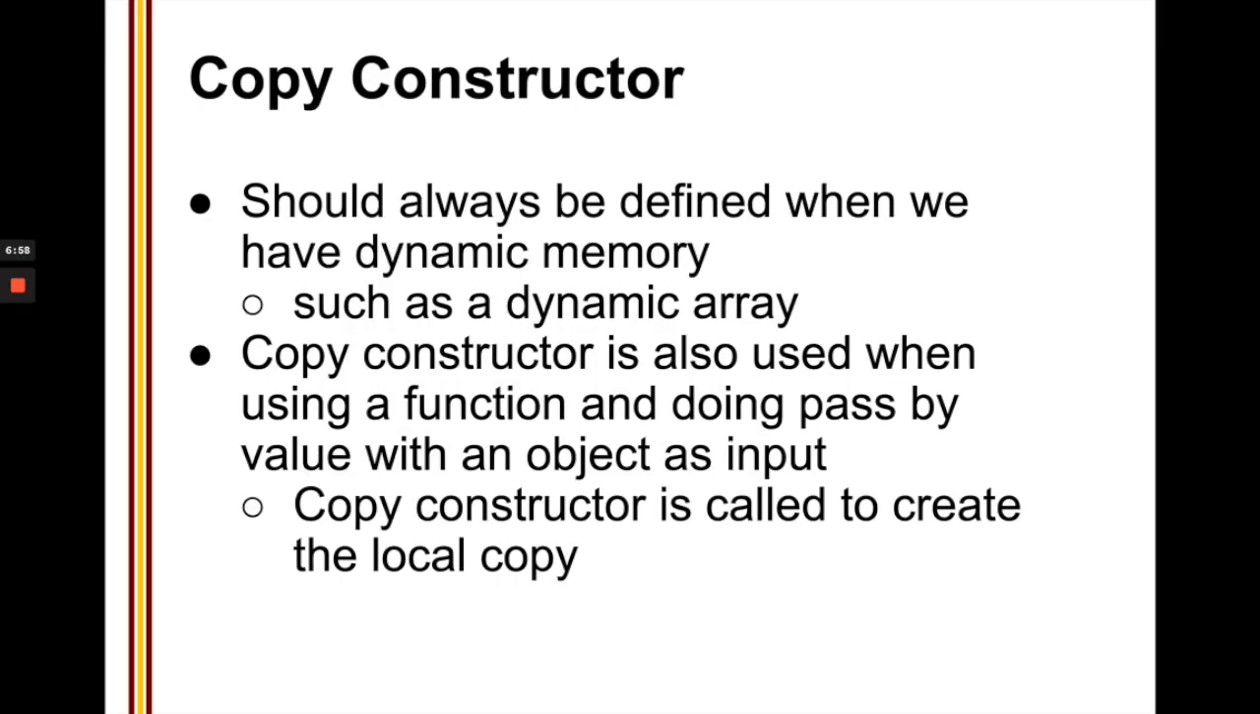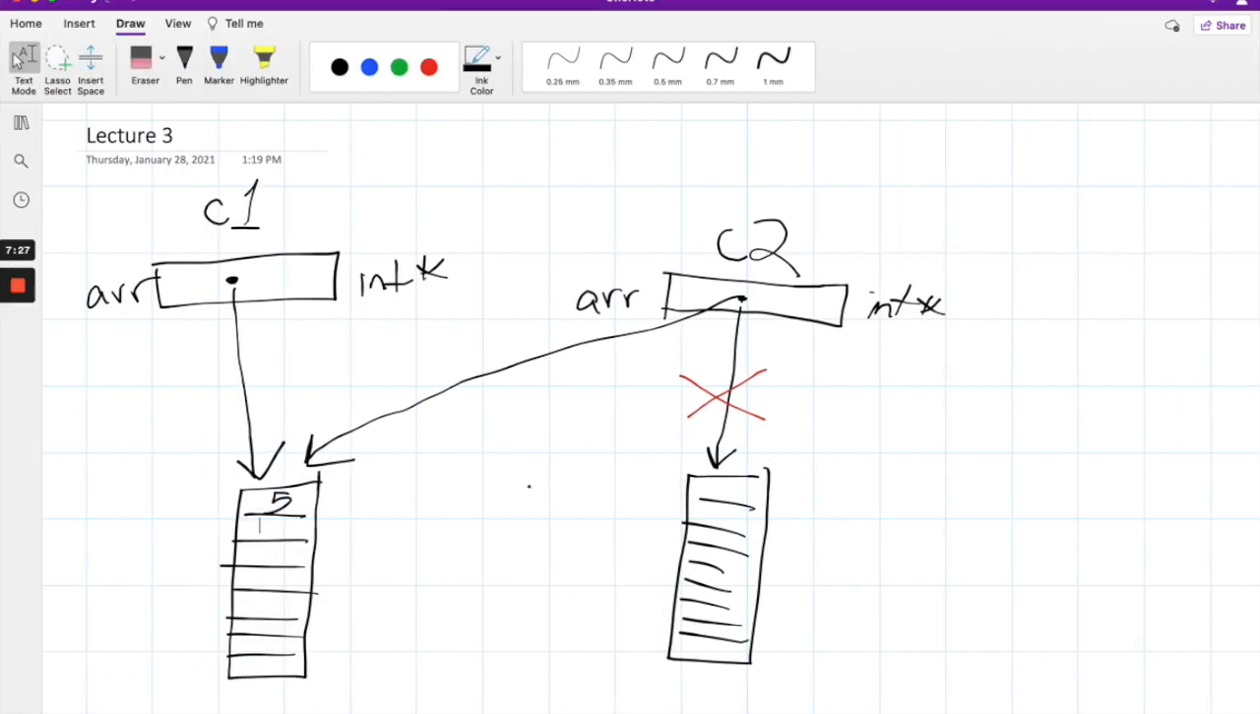And you should always have a copy constructor when you have dynamic memory, because the default copy constructor gives you a shallow copy. We just saw that with the dynamic array. If we wanted that to behave properly, we would need to write a copy constructor. And we'll do that here in a second. So the copy constructor is also used when using a function and doing a pass by value with an object as an input. And this is where we see it the most, actually, right?